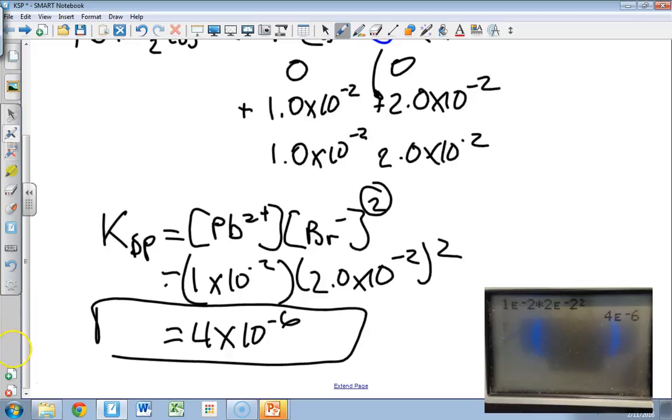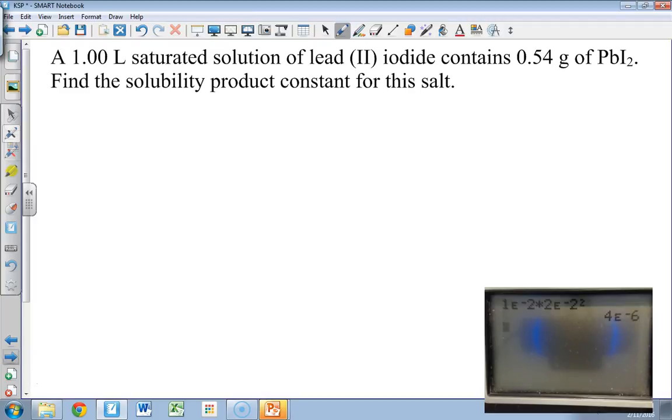Okay, so what are some other types of problems you could see? Here it says find the solubility product constant. Again, that's a fancy way of saying Ksp. And so there are two types of problems: find the constant, or find the conditions. In this case, we have to find the constant, so this should tell us what the conditions are.